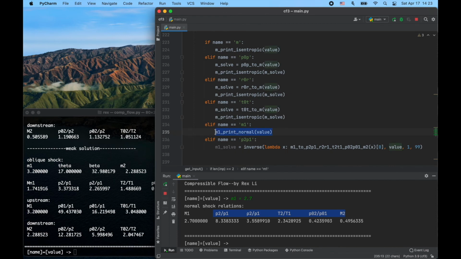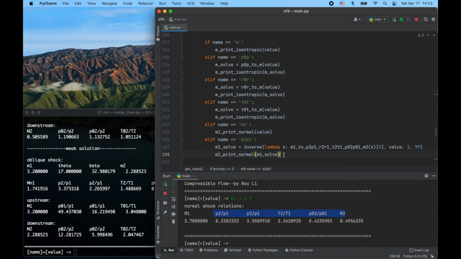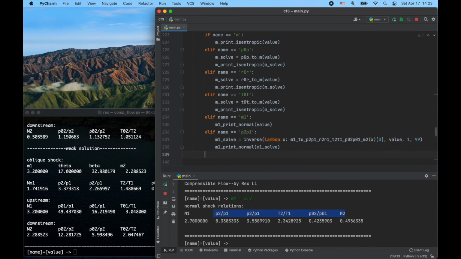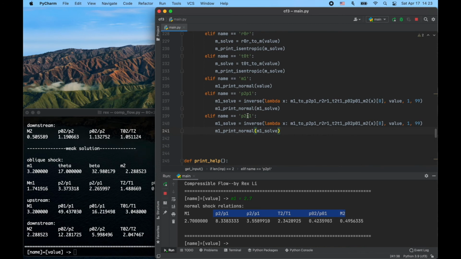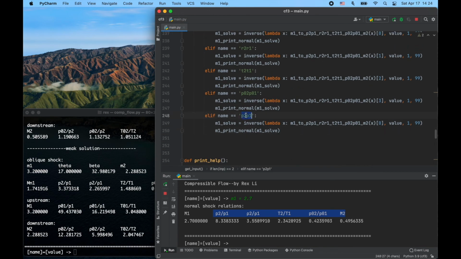Rho2/rho1, this one is going to be 1. For T2/T1, this is going to be 2. For P02/P01, this is going to be 3. And at last, if that is Mach number 2, this is going to be the last one. This can be 0, 1, 2, 3, 4, or you can use -1. They are the same. All right, let's test.